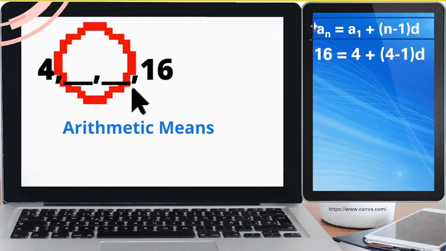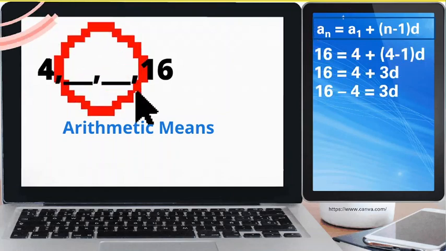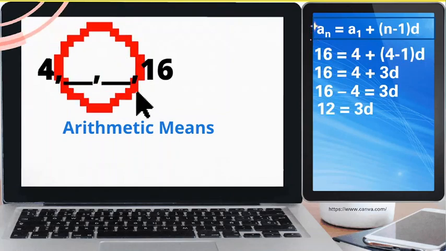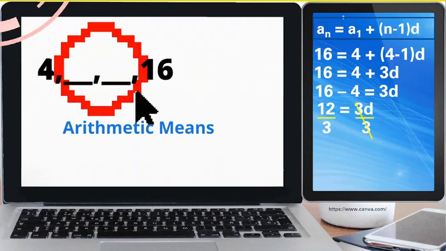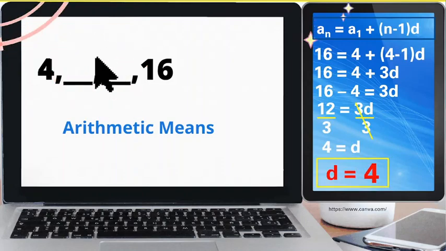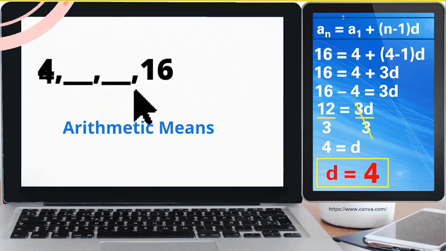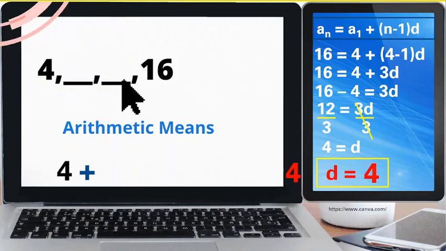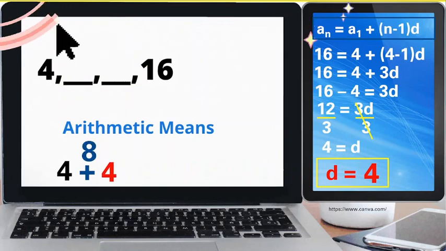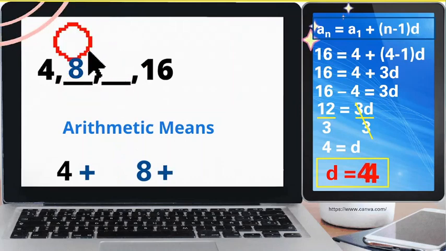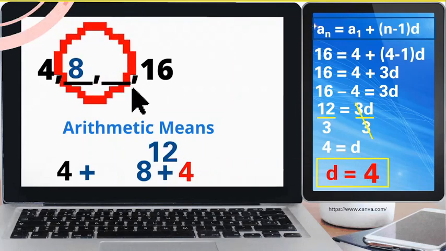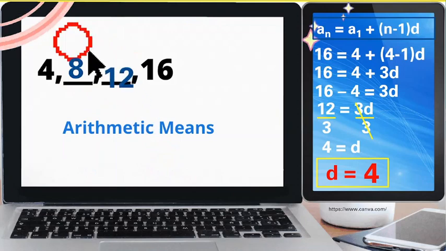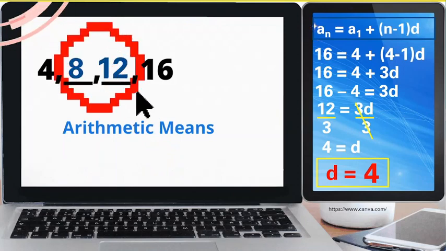Okay, to find the missing terms, we replace the last and the first term in the formula to solve for the common difference. So the common difference here is positive 4. So the first mean is 4 plus 4 equals 8. Then continuously add 4 to get the remaining arithmetic means. Hence, the arithmetic means are 8 and 12.